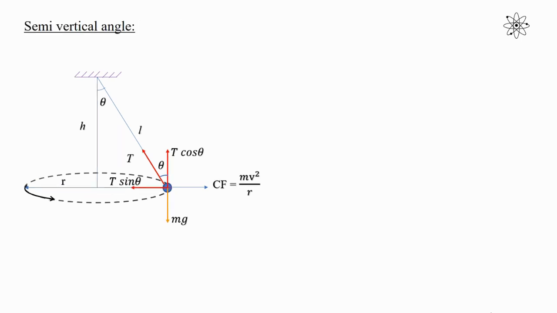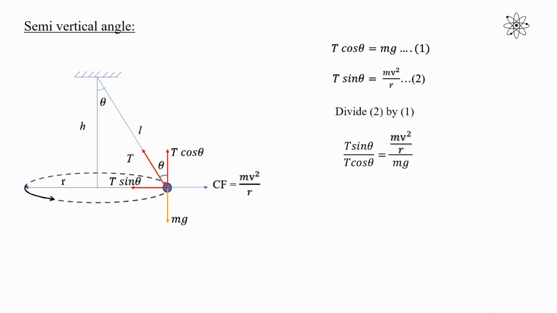Now students, let's find out the formula for the semi-vertical angle. For that, we consider the equations T cos theta equals mg and T sin theta equals mv square upon r. Divide equation 2 by equation 1. We have T sin theta divided by T cos theta equals mv square upon r upon mg. Now cancel the common terms, the tension and the mass of the bob. We have sin theta divided by cos theta as tan theta, which equals v square upon rg. Hence, theta, the semi-vertical angle, equals tan inverse of v square upon rg.